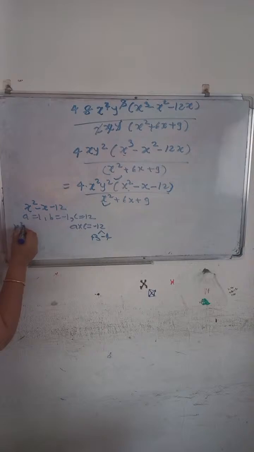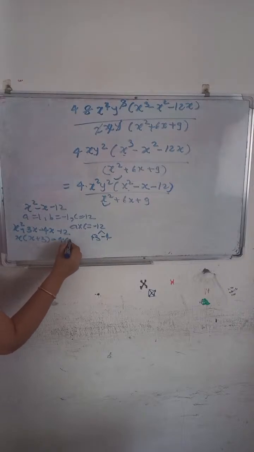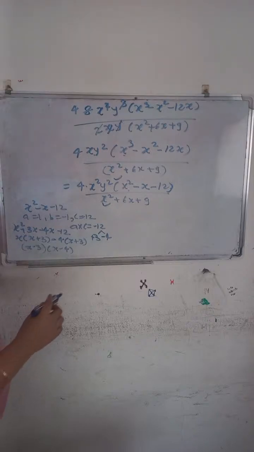So I will write here x square minus 4x plus 3x minus 12. If you take x common, x minus 4, and if you take 3 common, x minus 4. So again x plus 3, and here you will get x minus 4. So these are the factors I am getting for x square minus x minus 12. Splitting middle term is very important, because this kind of equations we are doing in 9th as well as in 10th also.